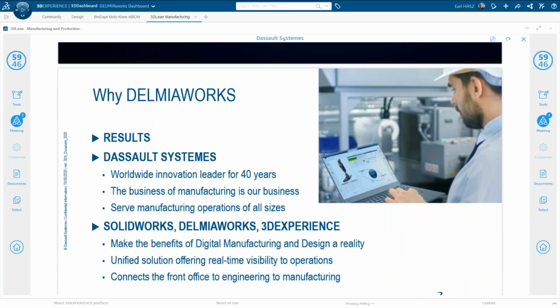So when we think about why DELMIAworks, well, first and foremost, results. As we shared earlier in the presentation, customers are achieving significant results, and those results are having a direct impact on costs, capacity, competitiveness, and profitability. Secondly, Dassault Systèmes has been an innovation leader for decades, and the business of manufacturing is our business. The combination of SolidWorks, DELMIAworks, and the 3D Experience Platform makes digital manufacturing a reality for mainstream manufacturers by connecting the front office to engineering to manufacturing with real-time visibility to operations.